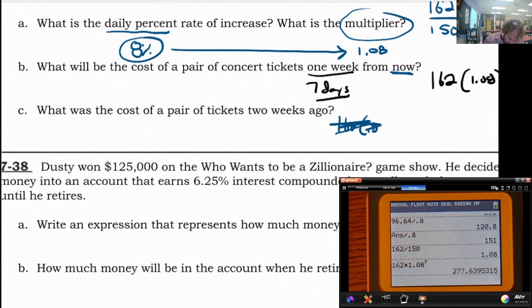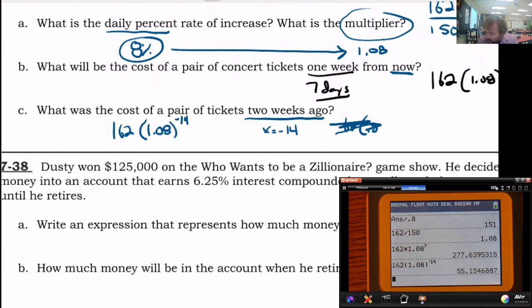Okay. Let's take 162. We're going to multiply by 1.08, but since we want to go back in time, we're going to raise this to the negative 14 power. 2 weeks ago means x is going to be negative 14. I think that will work because negative powers actually go to the bottom of the fraction where they become division. That's what we want to do. So 162 times 1.08 to the negative 14th power is $55.15. I believe that's the answer that we want for that problem.